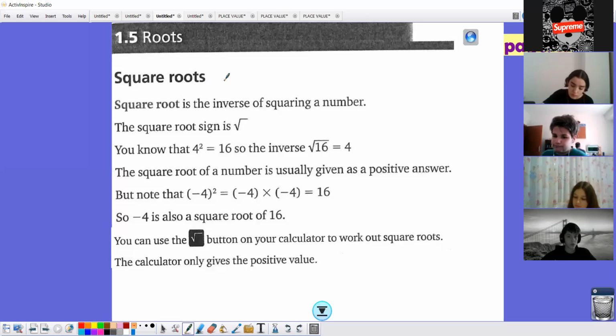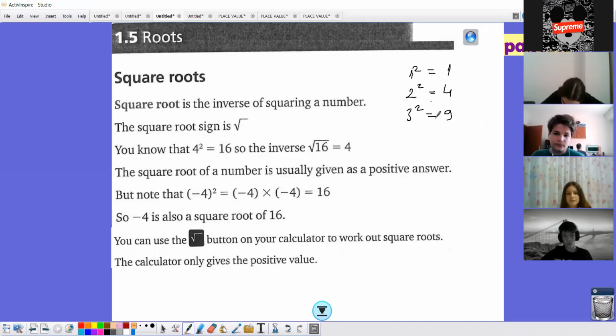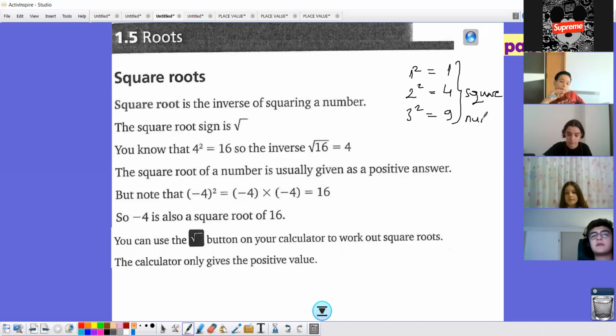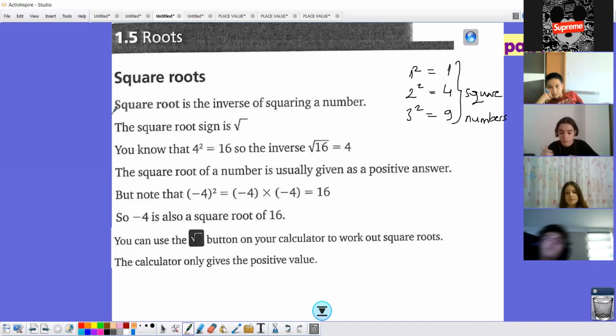So, till now, we had square numbers: 1 square, 2 square, 3 square. This is 1, this is 4, this is 9. These are the square numbers. I am explaining to all of you, not only to Mimar, okay? Can you wait until writing?